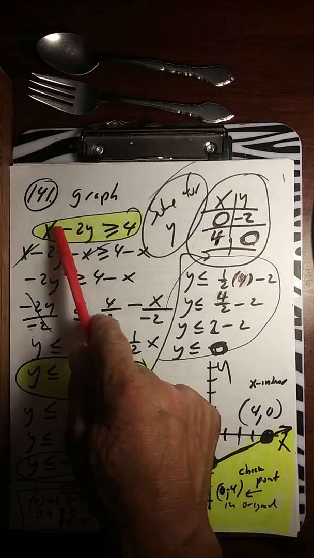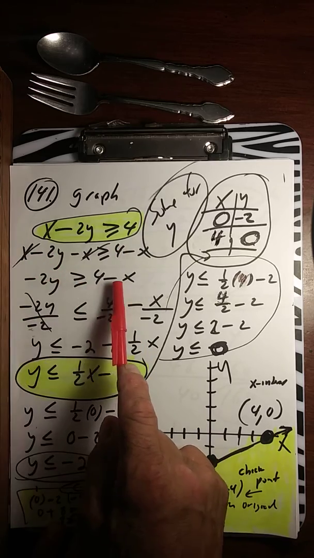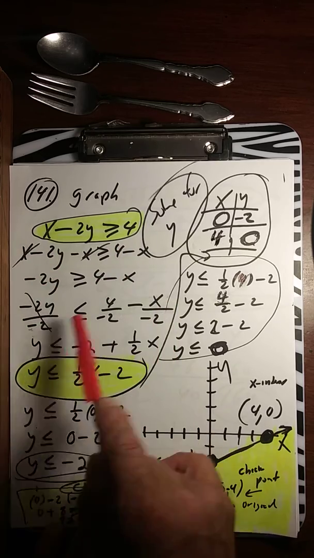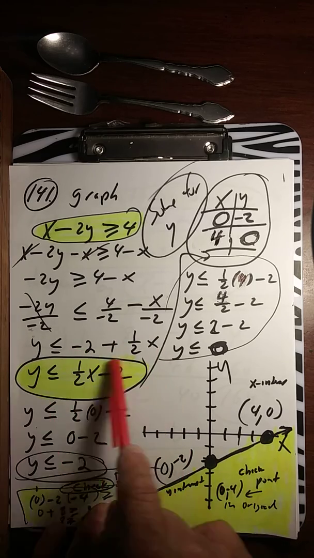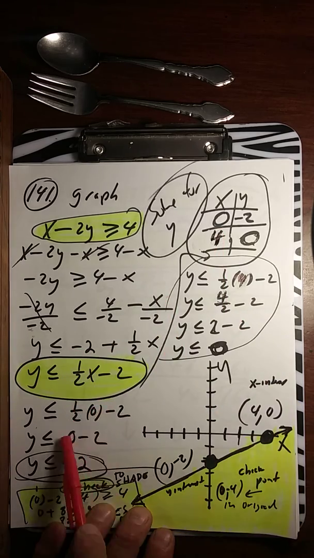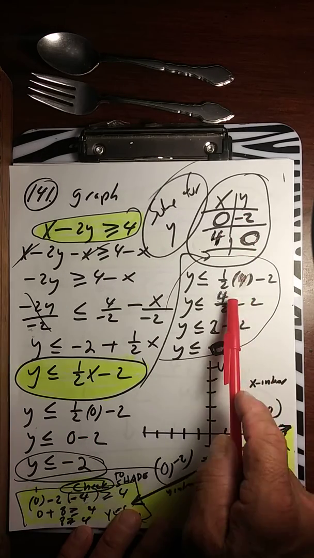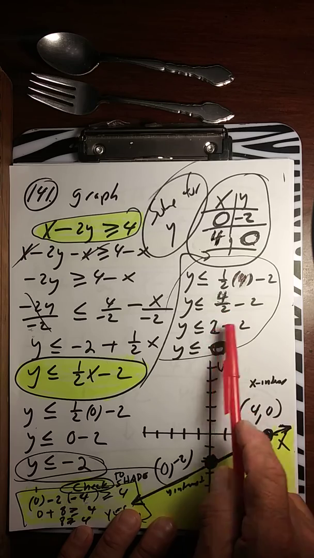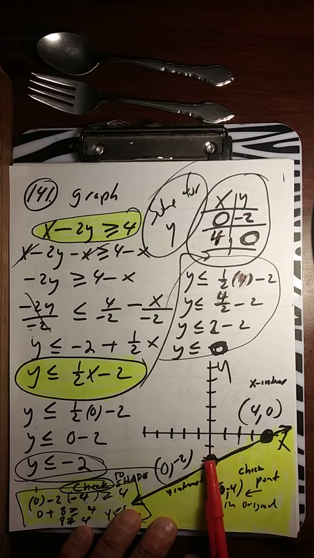Graph. Okay, here's the original problem. Let's rewrite it. Let's solve for y. Minus x divided by negative. So here, divide by negative 2. So y is this, or rewrite it as this. Now, this right here, if you put 0 in there, that's going to be 0 minus 2, negative 2. If you put a 4 in there, 4 times that, 4 over 2, that's going to be 2 minus 2, 0. So 0, negative 2, and 4, 0.